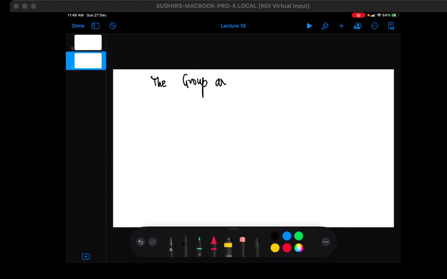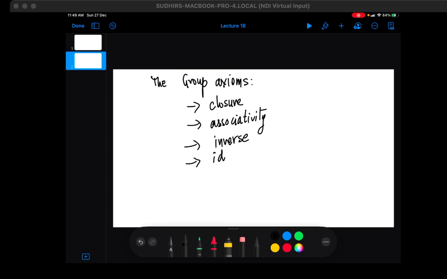which were essentially closure, associativity, inverse, identity, maybe one of these things.